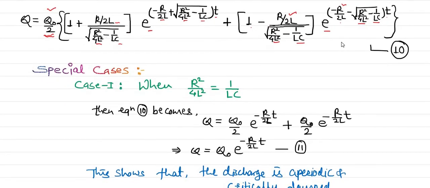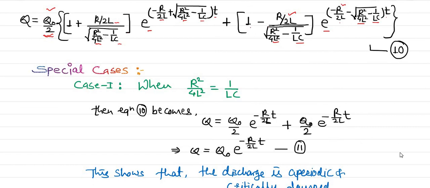So I will take equation 10 a little bit to the top side, and we will apply some special cases, because in the denominator, or in the square root, we have two terms. One is R squared by 4L squared and another is 1 by LC. So there are three possibilities: either those two terms are equal, or R squared by 4L squared is greater, or R squared by 4L squared is less. Let us have all three possibilities and see what happens.